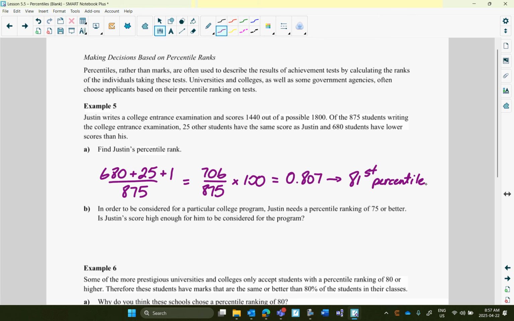And part B, if you want to be considered for this particular program, you need a percentile rank of 75 or better. Is this high enough? Yes.